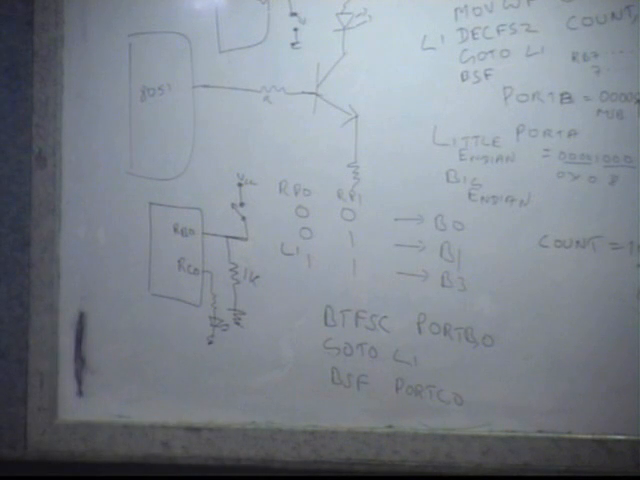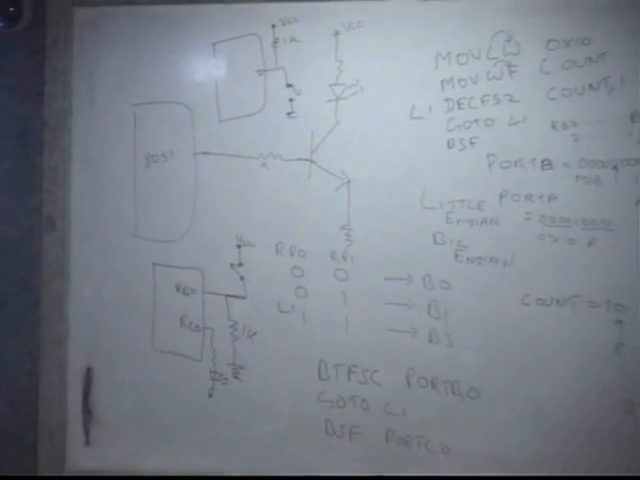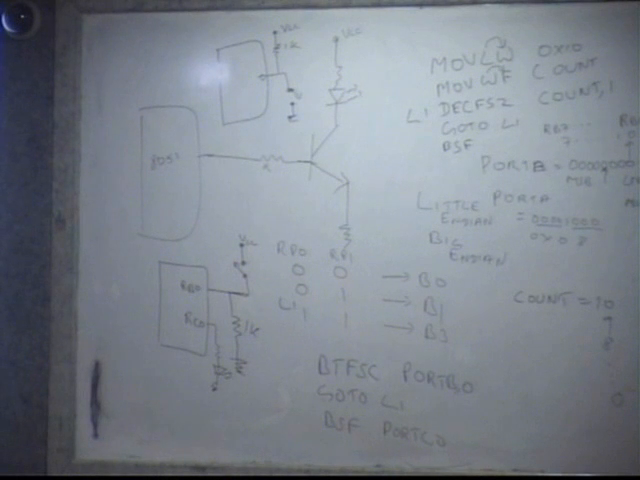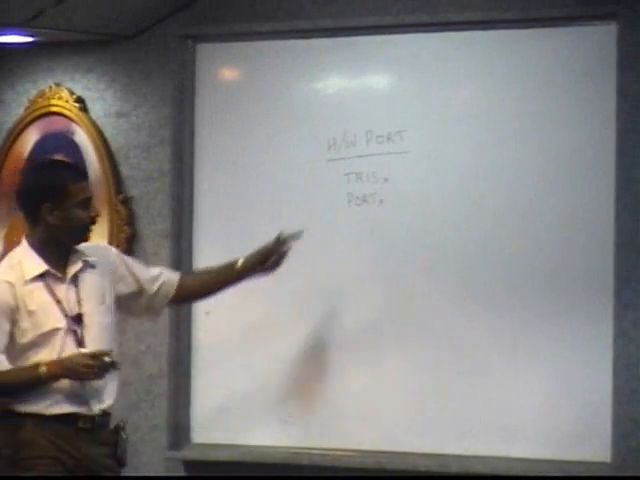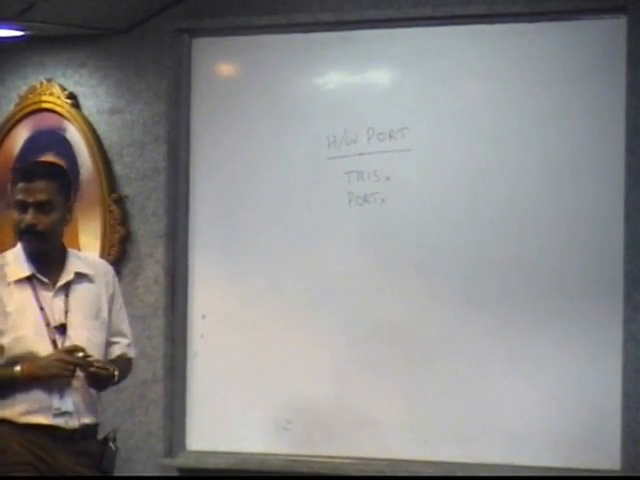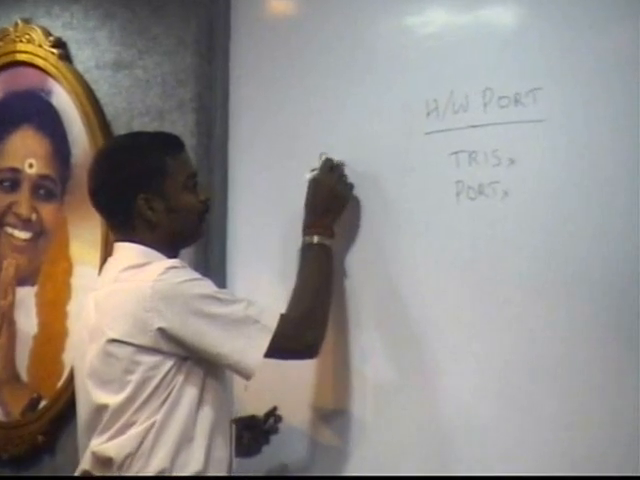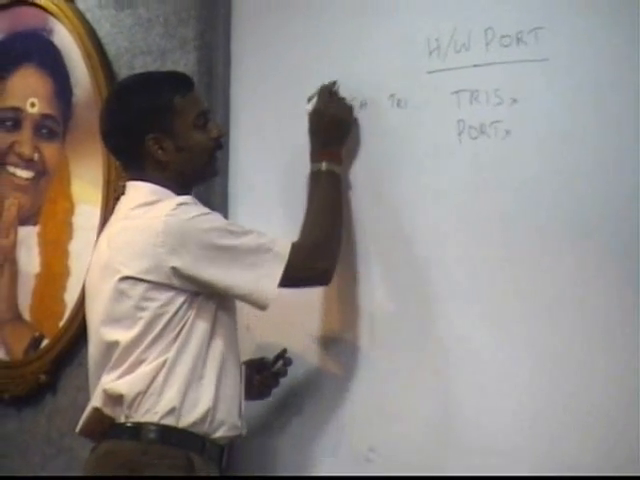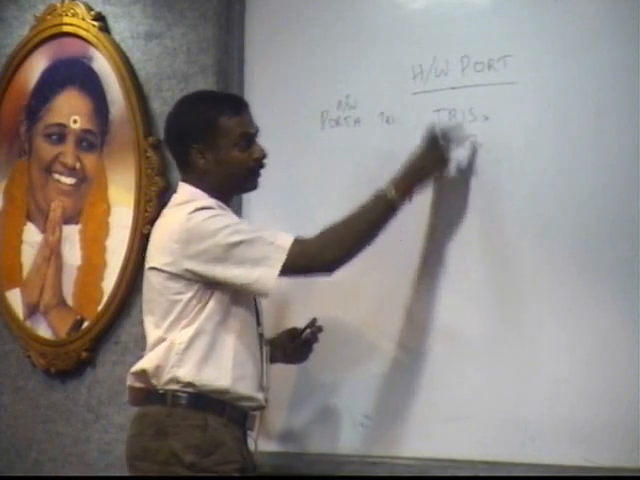So how do we configure the direction of a port? There are 2 registers associated with each hardware port. They are the TRISX register and the PORTX register. For port A, these will be TRISA and PORTA. This is a hardware port, and this is a register port. Don't confuse between these two.